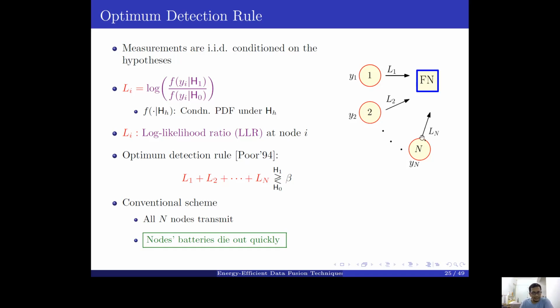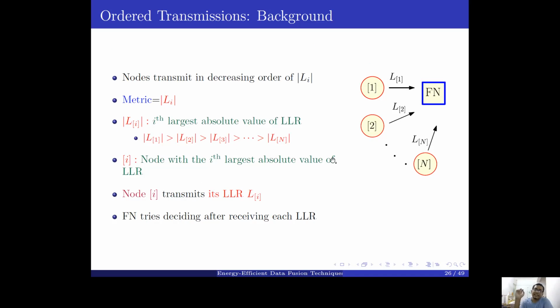Now, in the conventional scheme, every time a fusion node has to make a decision, all the nodes transmit to the fusion node. Thus, the nodes' batteries die out quickly. The question now is whether it is possible to make a decision with fewer transmissions. This brings us to the ordered transmission scheme. In the ordered transmission scheme, the nodes transmit in the decreasing order of their absolute values of LLRs.